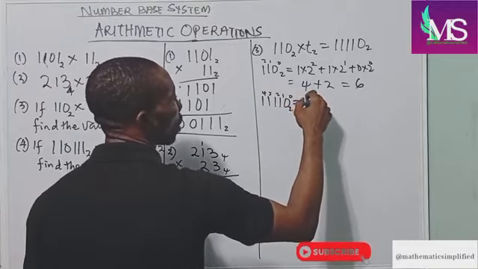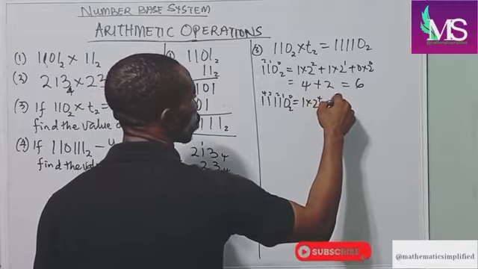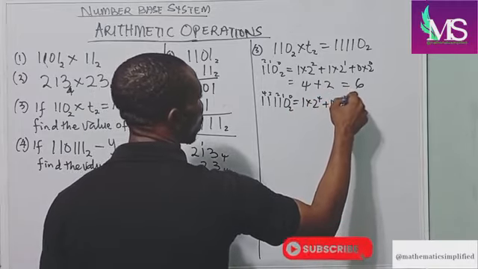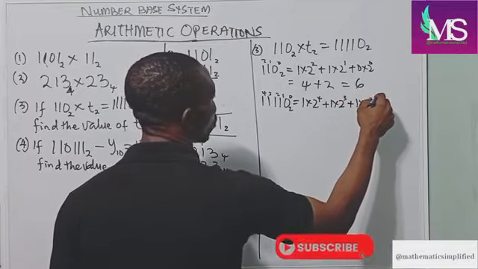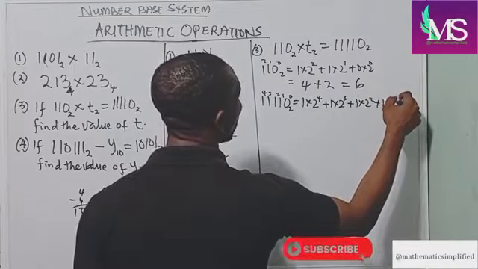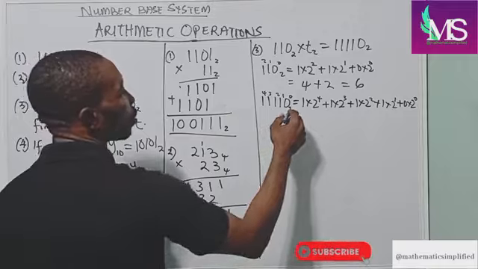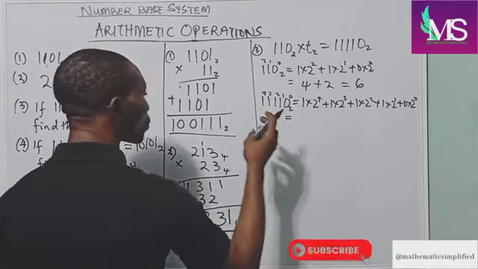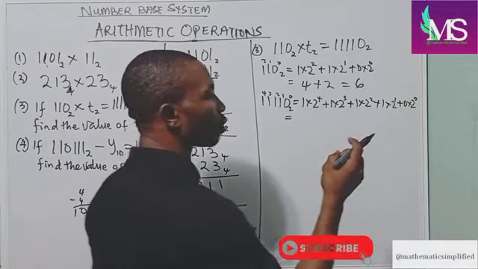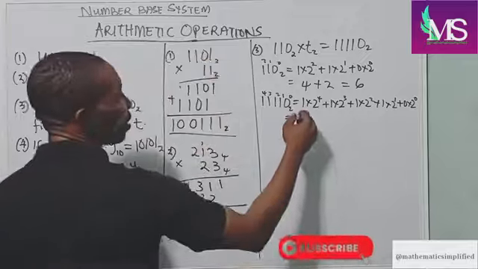This becomes 1 times 2 raised power 4 plus 1 times 2 raised power 3 plus 1 times 2 raised power 2 plus 1 times 2 raised power 1 plus 0 times 2 raised power 0. Now this we would have as 2 times 2, 4, 4 times 2, 8, 8 times 2, 16.